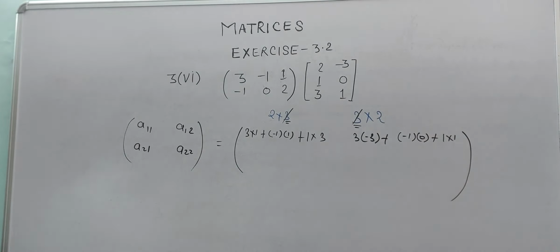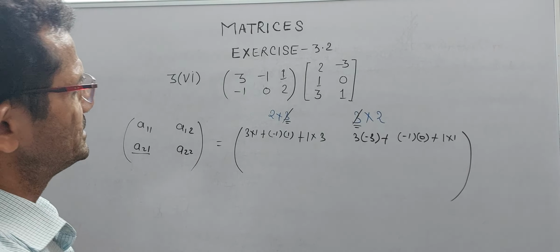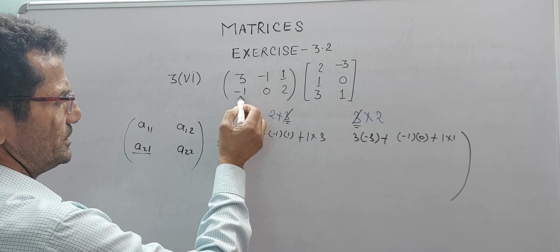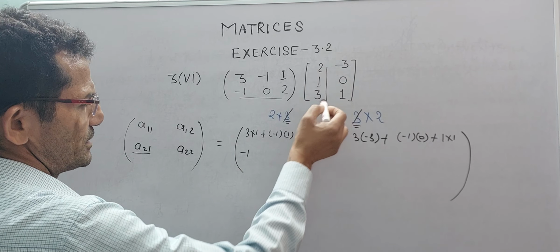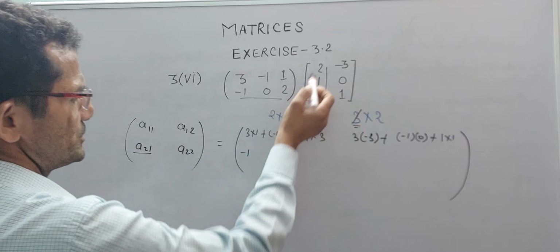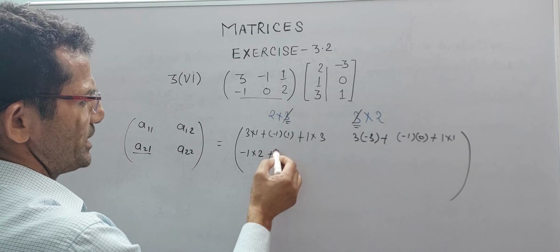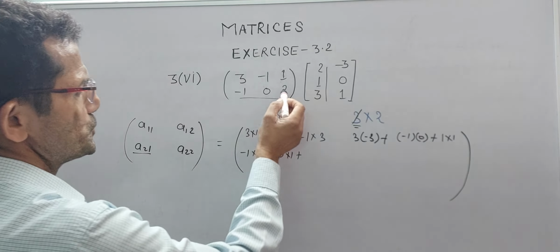Now we need the second row. This is the second row, first column element. Take the second row of the first matrix, minus 1, 0, 2, and we have to multiply this with the first column. Minus 1 into 2, plus 0 into 1, and 2 into 3.